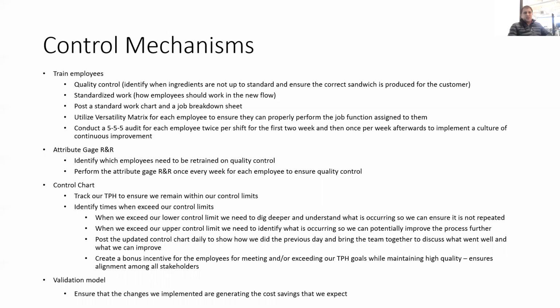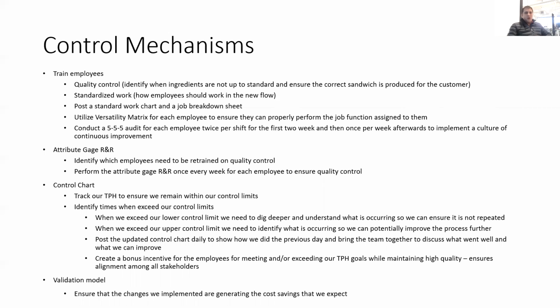And utilize a versatility matrix for each employee to ensure they can actually do the job for which we're assigning them. And conduct a 5-5-5 audit for each employee twice per shift for the first 2 weeks, and then once per week afterwards to implement a culture of continuous improvement. And obviously, for those who are still struggling, we would continue to do 5-5-5 audits greater than once per week.